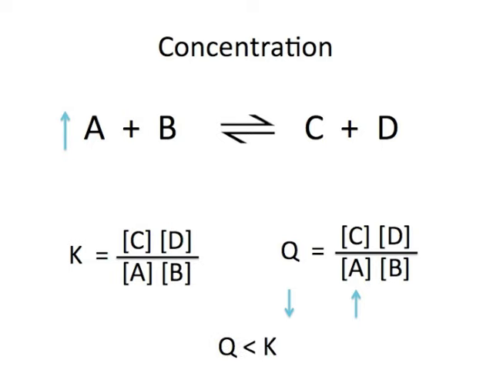The system wants to shift to reestablish equilibrium. Since Q is less than K, the system will shift right to produce more products and consume more reactants. This will cause Q to increase until Q equals K, and the system is at equilibrium once again. This equation will help you understand what's happening when the concentrations of reactants and products change.